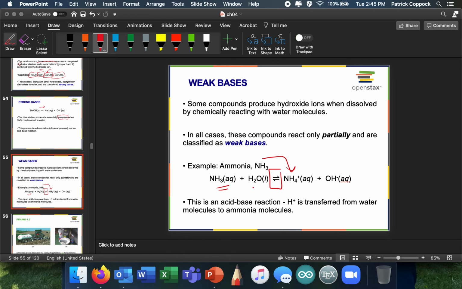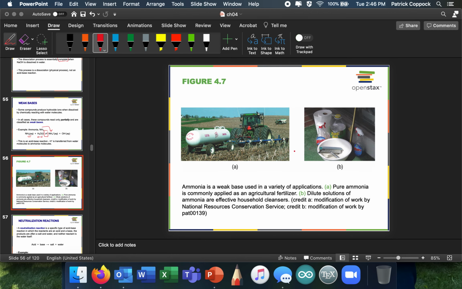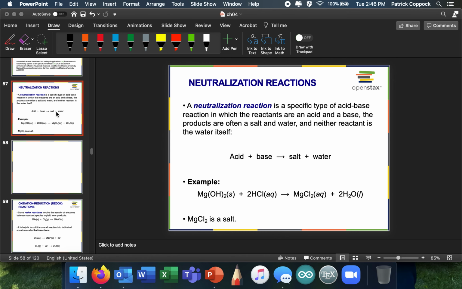Okay, this is also an acid-base reaction. Can you see that there's a proton being transferred? It turns out the proton is being transferred in this case from this molecule, water. Okay, and examples of bases are Pine-Sol, Windex, and ammonia, used in various contexts.